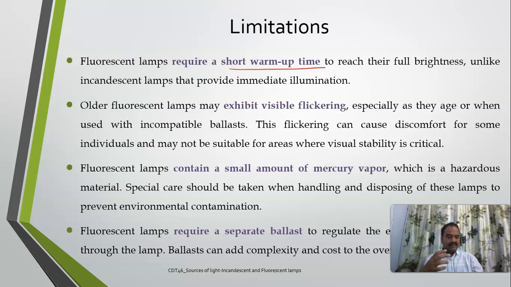The other thing is they exhibit visible flickering. This is one of the most important things, because in a tungsten lamp you get a continuous light, whereas here the particles come and hit the screen, so it is like a visible flickering, which you might not be able to see with your naked eye, but if you have an iPhone and record it, you can see the flicker. In particular, when they get aged, the flickering will be more obvious, and they contain a small amount of mercury vapor. Mercury vapor is hazardous.